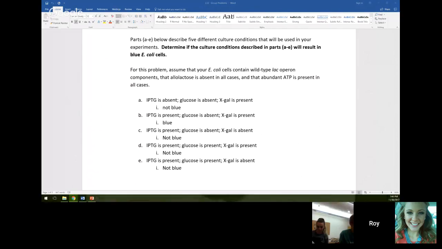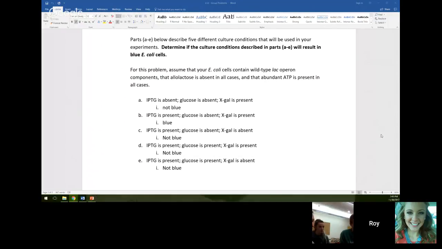For B, IPTG is present, glucose is absent, and there is still X-gal present. Because of that, the lac operon will be expressed, beta-galactosidase will be produced, and that will be able to metabolize the X-gal, causing the cell to become blue. For C, it's the same except there's no X-gal present. So there's nothing for the beta-galactosidase to metabolize, so the cell will remain not blue, because X-gal being metabolized is what causes the cell to be blue.